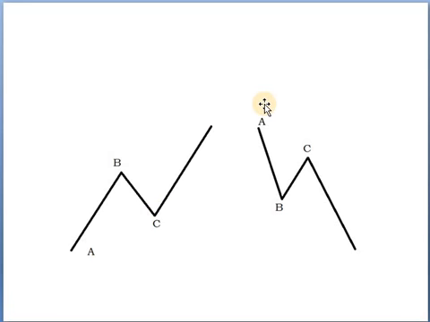On the bearish ABC pattern, price starts going down from point A to point B, goes up, and then it comes down again.